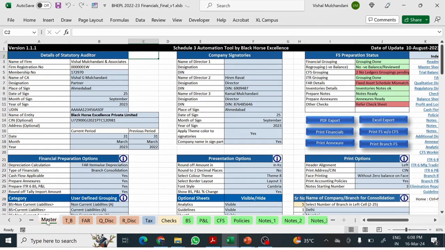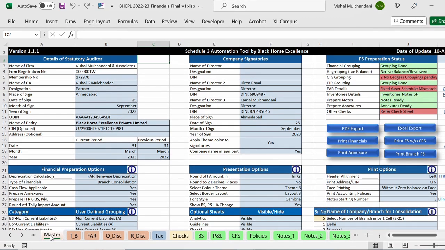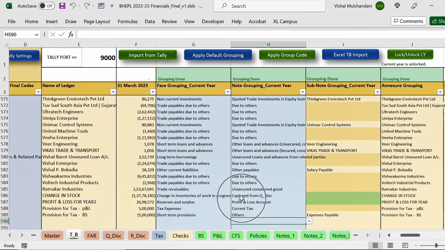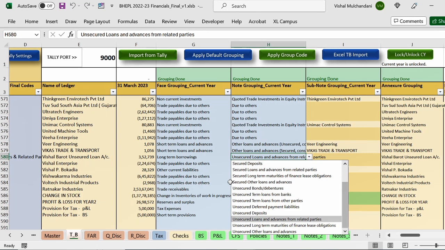So as a solution to this, we have designed the Schedule 3 automation tool, which covers all aspects of applicable rules and regulations of Schedule 3 as well as the accounting standards. Across India, more than 1,500 CA firms have already implemented this automation tool. In this, we have given groupings, and the user will compulsorily have to select these as per the Companies Act only. So there is no chance that the company misses any grouping which is required by law.